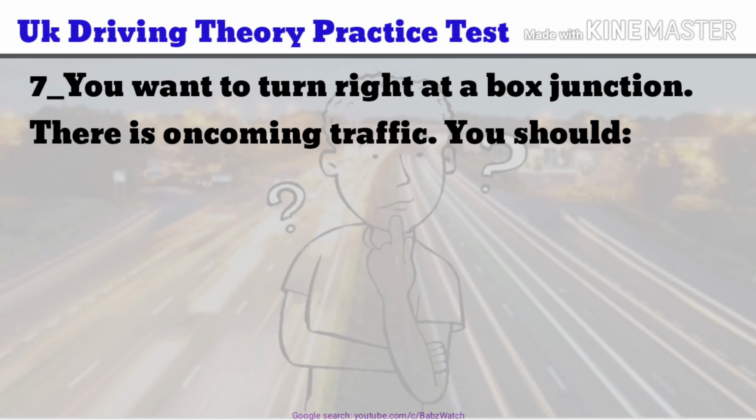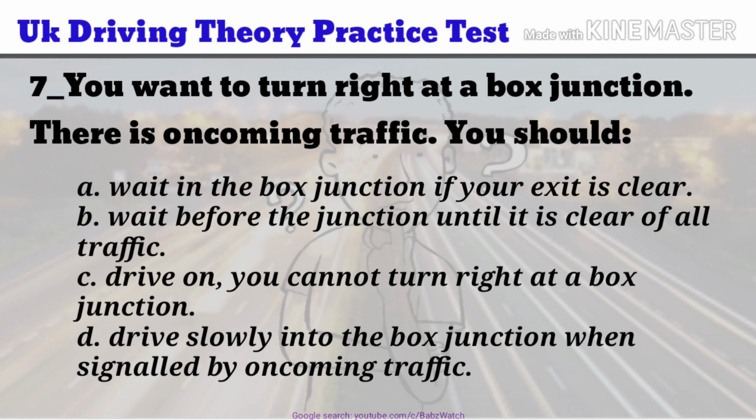UK driving theory practice test question 7 of 50. You want to turn right at a box junction. There is oncoming traffic. You should A. Wait in the box junction if your exit is clear. B. Wait before the junction until it is clear of all traffic. C. Drive on. You cannot turn right at a box junction. D. Drive slowly into the box junction when signaled by oncoming traffic. The correct answer is A.